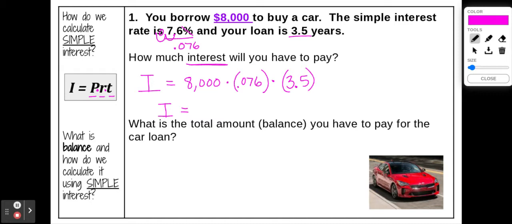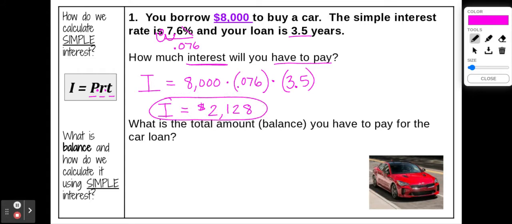So when you multiply this together, you're going to get $2,128. Now that sounds like a lot. Yeah, well, the bank's not just going to give you $8,000. You're going to have to pay to borrow that. So this is your interest. This is the interest that you're going to have to pay. Okay, so we found interest.